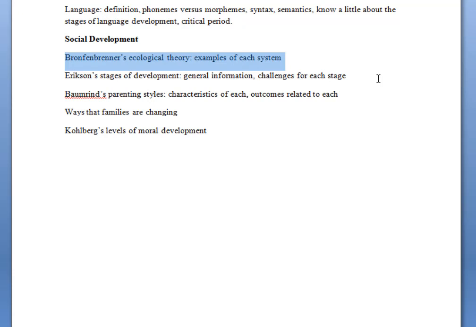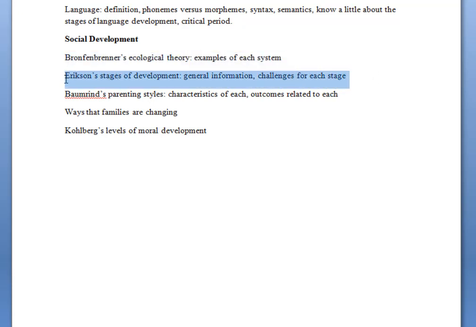And so the great thing about Bronfenbrenner is that it does not focus only on the most obvious parts of your social world, like your parents or your teachers, but it also focuses on the bigger picture. Things like the media, culture, and even the time period that you were raised in are also important.